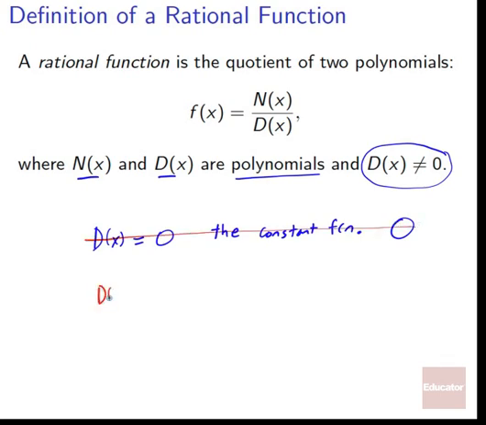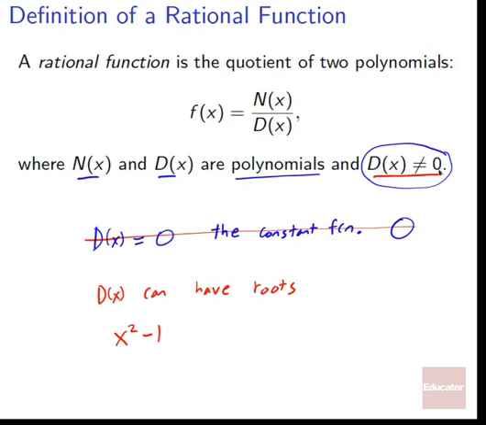But d of x can have roots. Like, for example, d of x could be x squared minus 1, where d would be 0 at positive 1 and negative 1. That's okay. D of x can have roots, but it's not going to be the constant function of 0 all the time. That's what's not allowed, because then our function would be broken completely everywhere. But we are allowed to have slight breaks occasionally when we wind up having roots appear in the denominator. So just a normal polynomial, but not just 0.